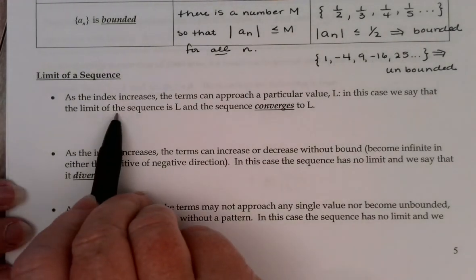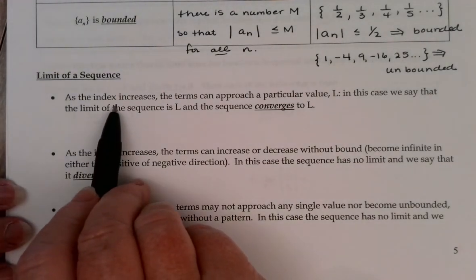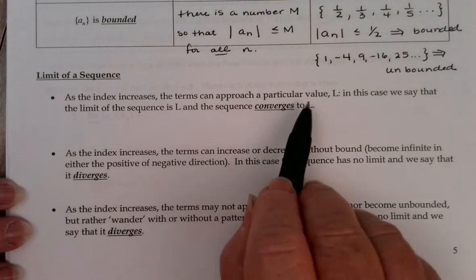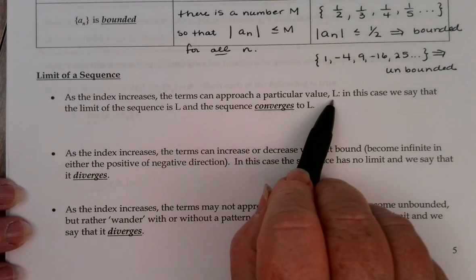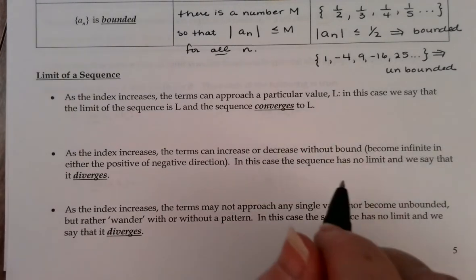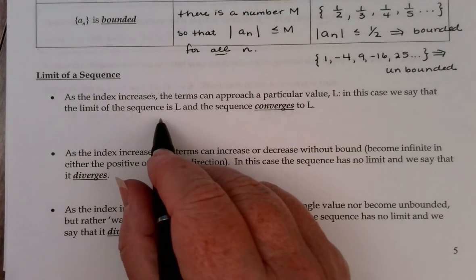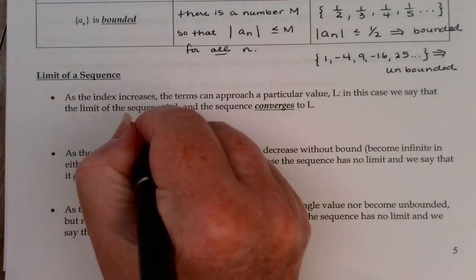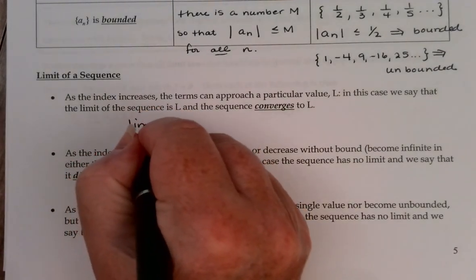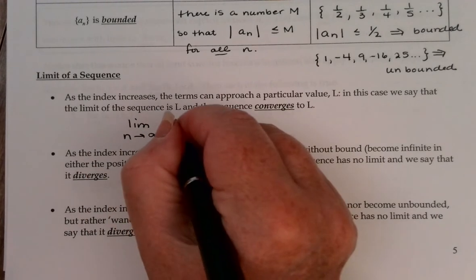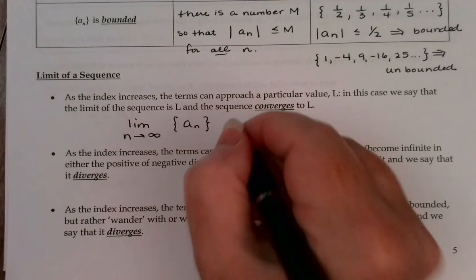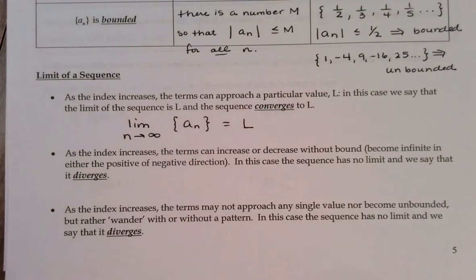So, a little vocabulary review. As the index increases, it's possible that our terms may approach a particular value, L. In this case, we say that the limit of the sequence is L, or that the sequence converges to L. And we might write something like this: the limit as n goes to infinity of the sequence a_n is L.